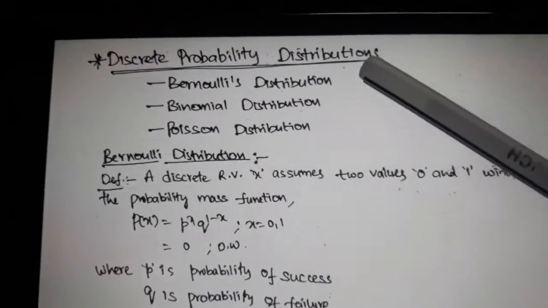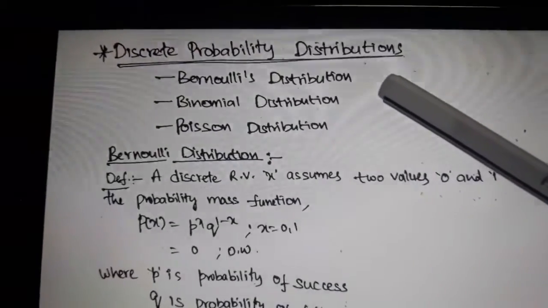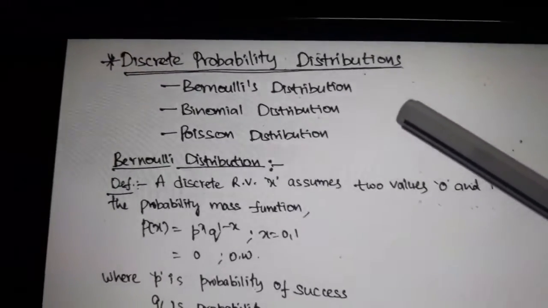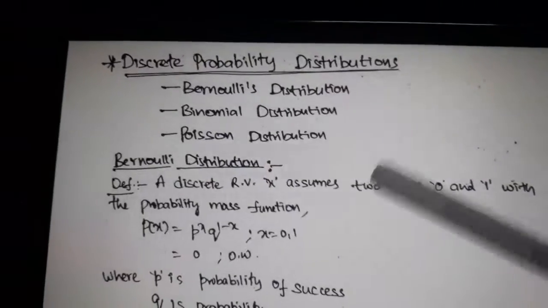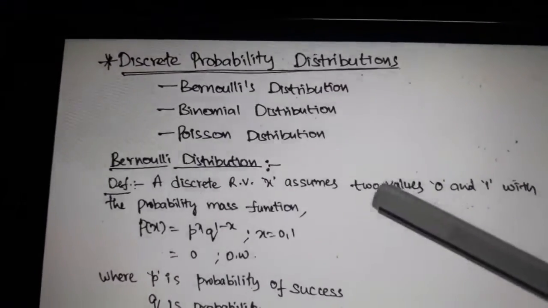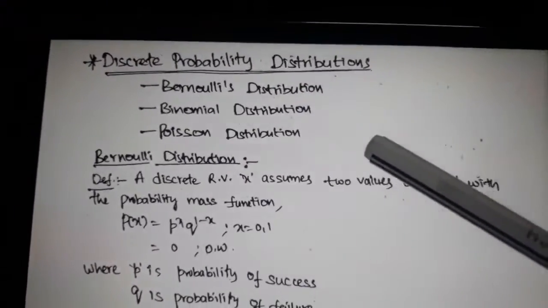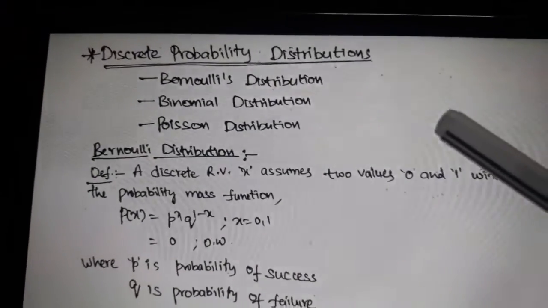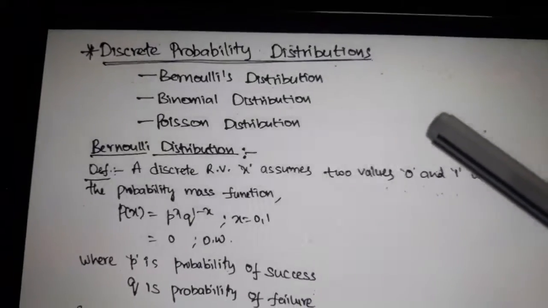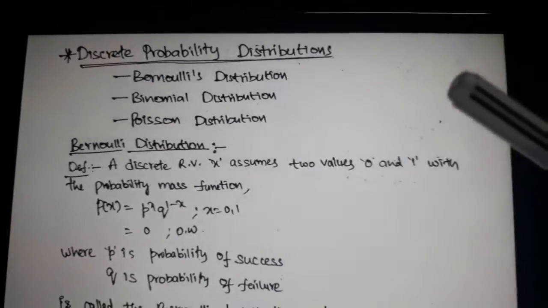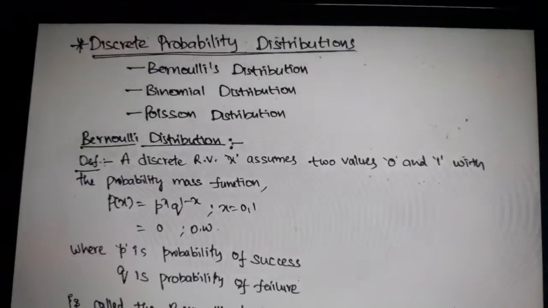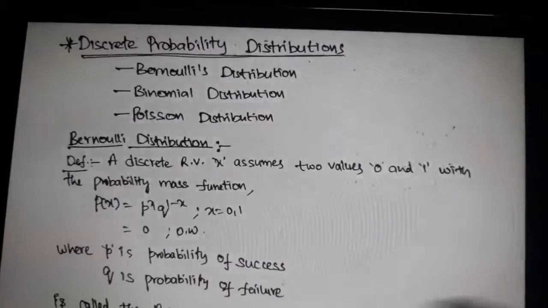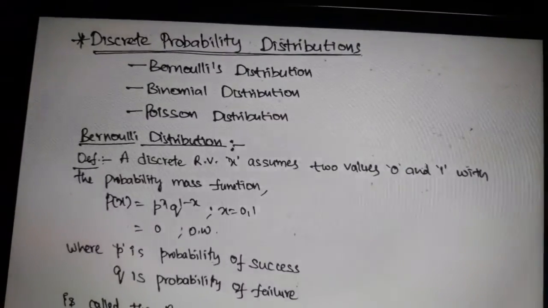Hi students, today we'll discuss the discrete distributions. In your syllabus mainly there are three distributions: Bernoulli, binomial and Poisson distribution. These three are discrete distributions. Why? Because in these distributions the random variable is discrete, like number of heads, number of trials, number of players in a cricket team, like that. That's why these are the discrete probability distributions.